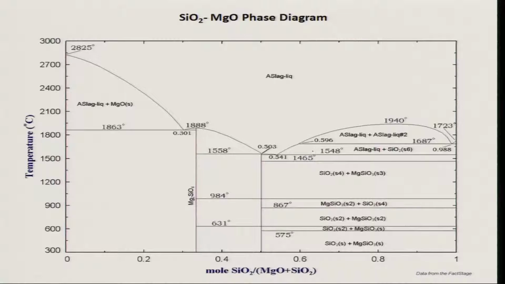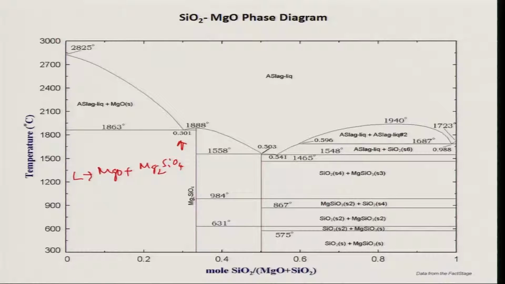Here you have basically three reactions. On the left side, which is the magnesium rich side, you have basically a eutectic reaction taking place. You see 1888 degrees Celsius temperature, and this eutectic reaction is what? Liquid going to MgO solution plus something known as forsterite. Okay. What is forsterite? Forsterite is Mg2SiO4.